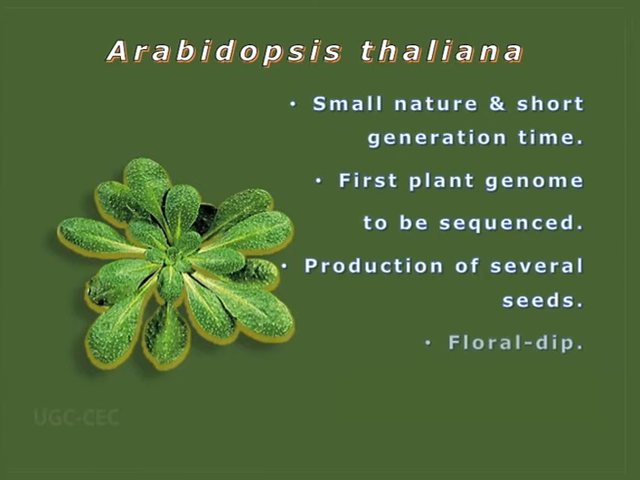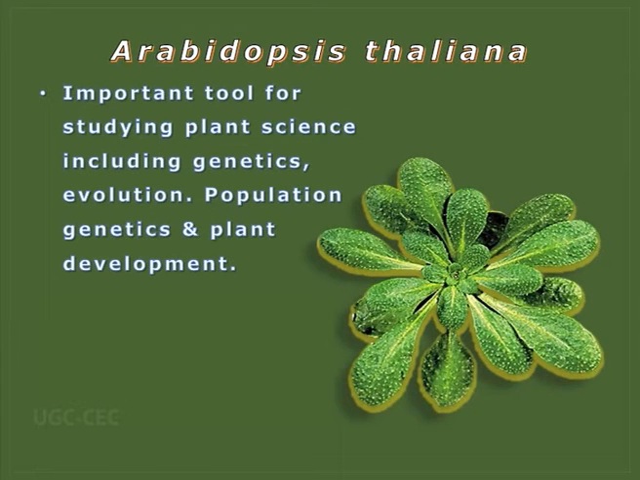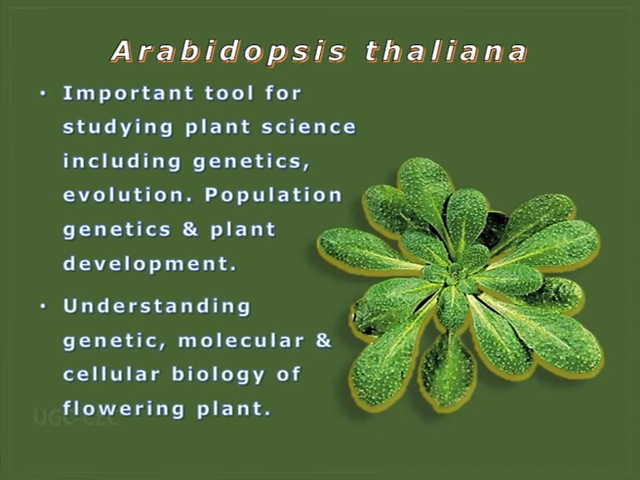It can be used to carry out floral dip experiments, and light microscopic studies can also be done very easily using Arabidopsis thaliana. It is an important plant for studying genetics, evolution, population genetics and plant development, and understanding the genetic, molecular and cellular biology of flowering plants is most suited with Arabidopsis thaliana. Next member of this group is Lotus japonicus.